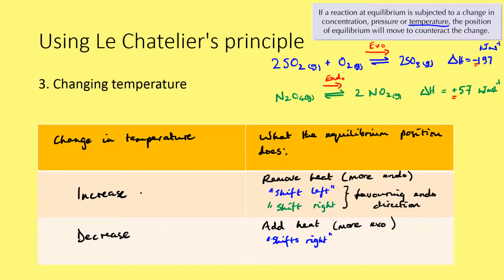Whereas with our dinitrogen tetroxide reaction, our forward reaction is endothermic, so we don't want more of that. We want more of the reverse direction, because that's our exothermic direction. So our dinitrogen tetroxide is going to shift to the left. And both of those changes favour the exothermic direction.